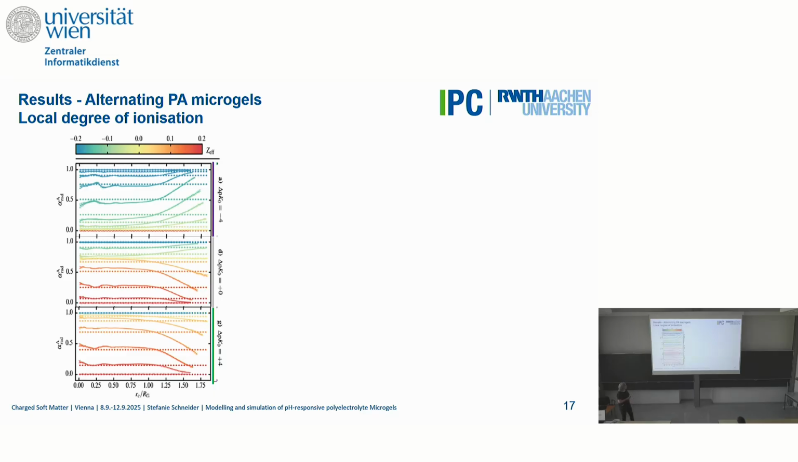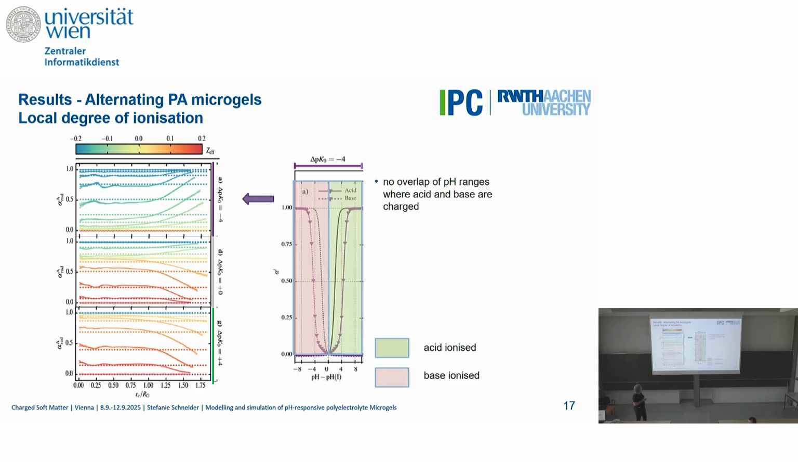Looking at the local ionization, we also can distinguish between the two cases, and now we look only at the acid, and we see for the case where they don't see each other in an ionized state, we see the same behavior as for the polyelectrolyte, of course, and on the other hand, for the overlapping ionization, we see actually a decreased ionization at the periphery, close to the surface of the microgel.